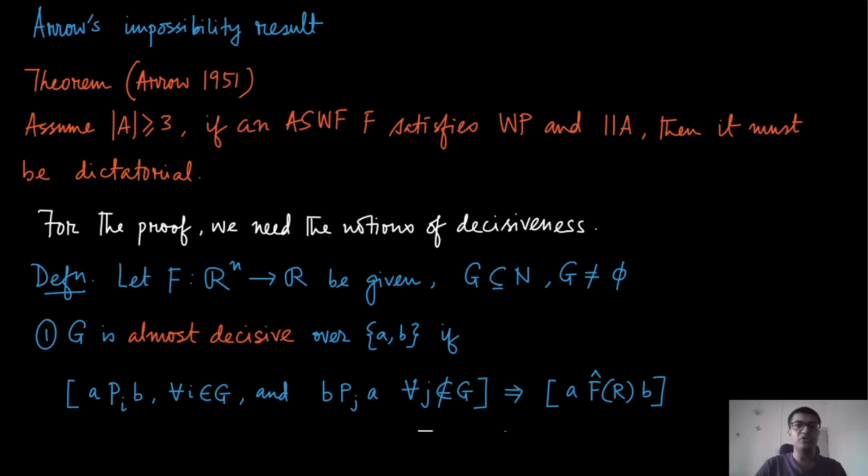In the previous module, we mentioned one of the landmark results of social choice theory, known as Arrow's impossibility result. What does this result say? It says that if you have 3 or more alternatives, and if an Arrowian social welfare function f satisfies 2 very desirable properties, weak Pareto and independence of irrelevant alternatives. Remember what was weak Pareto?